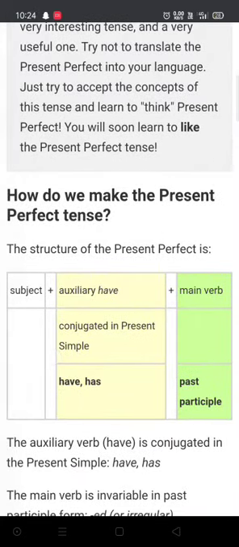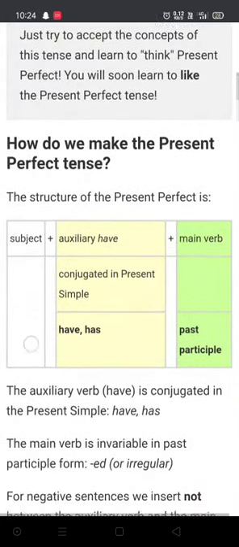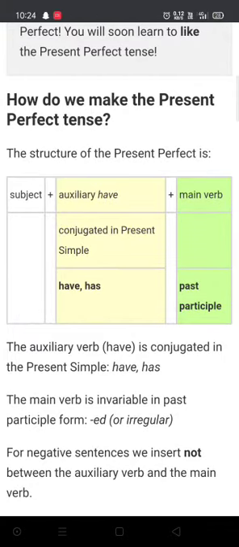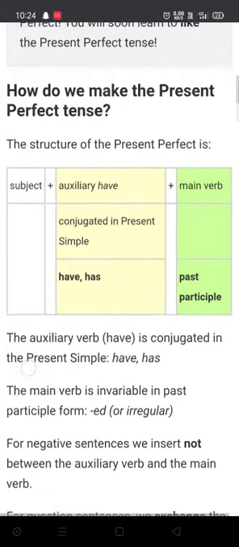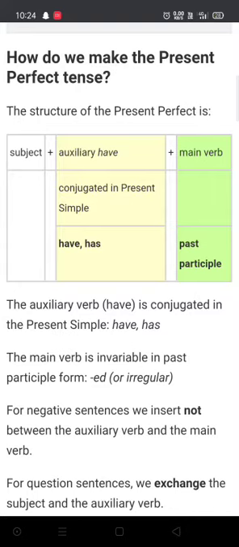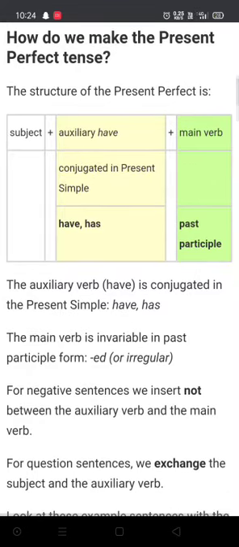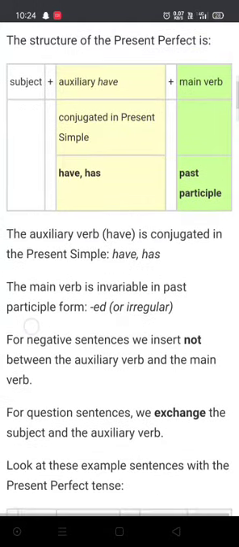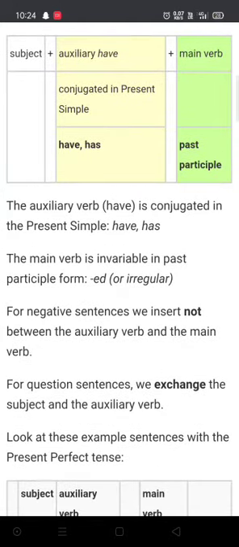So how do we make the present perfect tense? The structure of the present perfect tense. Now they're telling you the order of how to make the sentence. So the main things in it are: first the subject comes, then comes the auxiliary verb, and then the main verb. Okay, and then the rest of the sentence. So the auxiliary verb or the helping verb in present perfect tense is has and have.